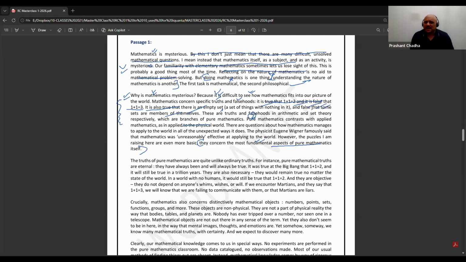I don't need to remember these examples. I don't need to read these. I don't need to put a lot of focus.